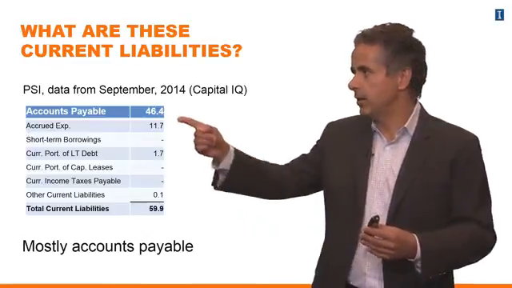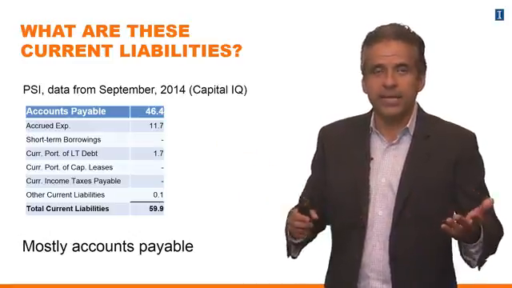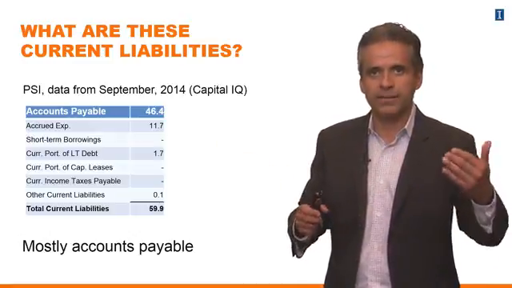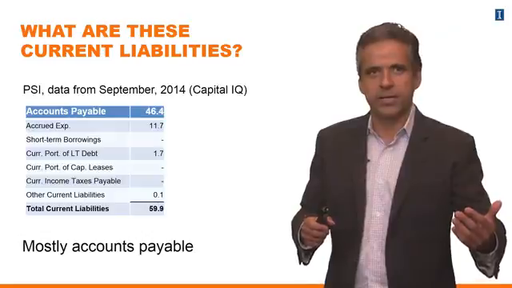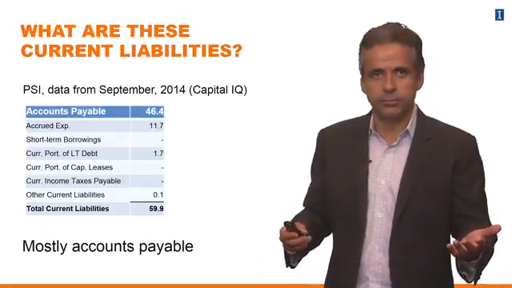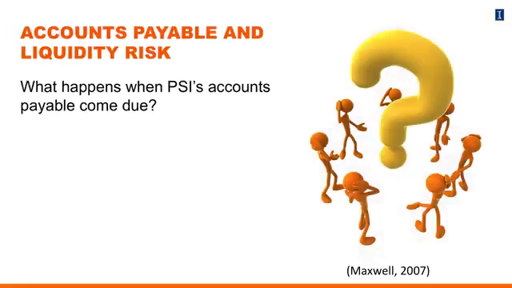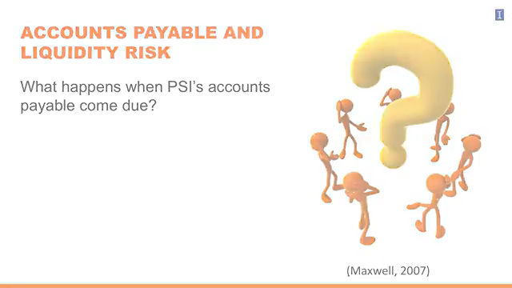So those are bills, right? Essentially, those are bills that the company has to pay to suppliers in the next year, in the short term, okay? So question is, for you, what will happen, okay? When PSI's accounts payable come due, what is the company going to do, right? Remember, they don't have cash, they don't have cash flow. Okay, so how are they going to repay these accounts payable?